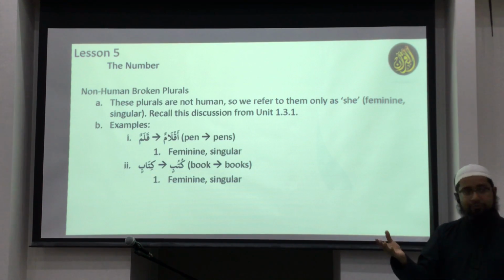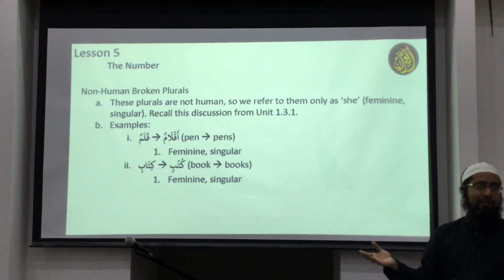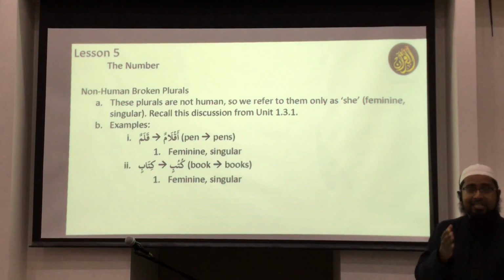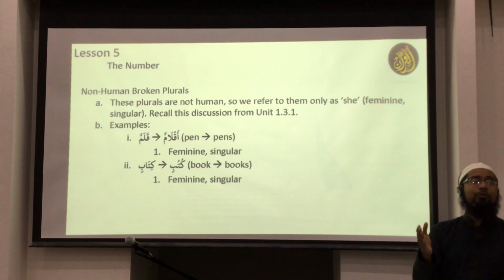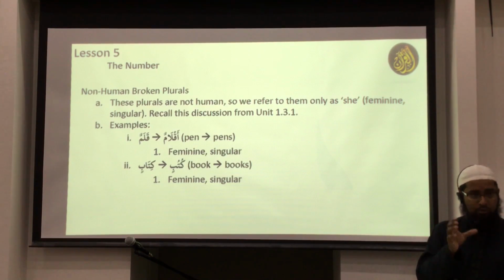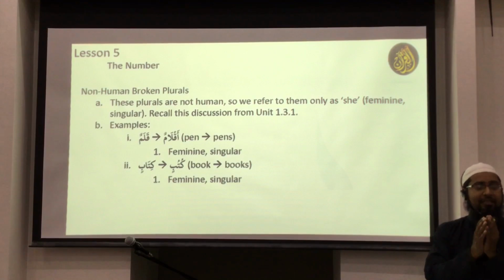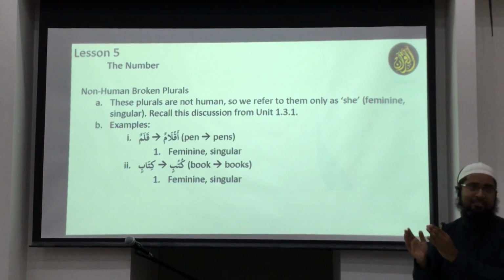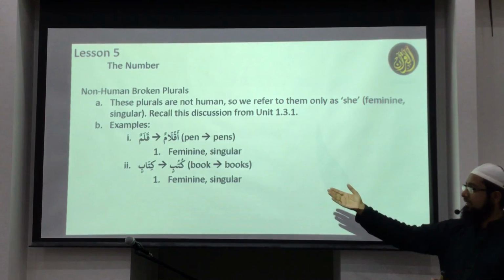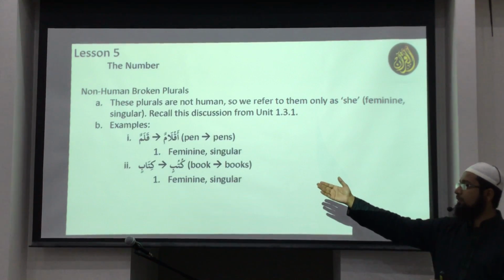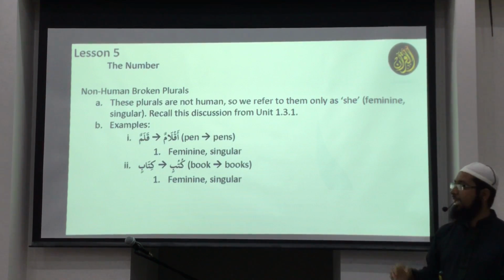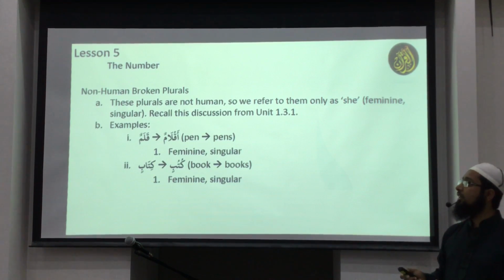If I say "these are beautiful pens," the Arabs will say "she is beautiful pens," because they treat non-human plural things as "she," feminine singular. So they will say "she is beautiful," then "pens" with the S, just like this. Just like this, kitab becomes kutub, book becomes books, and this is feminine singular.